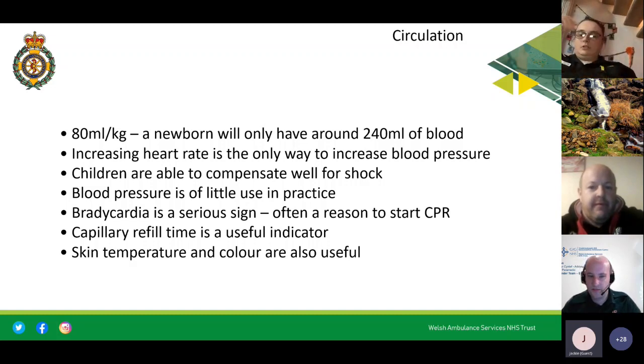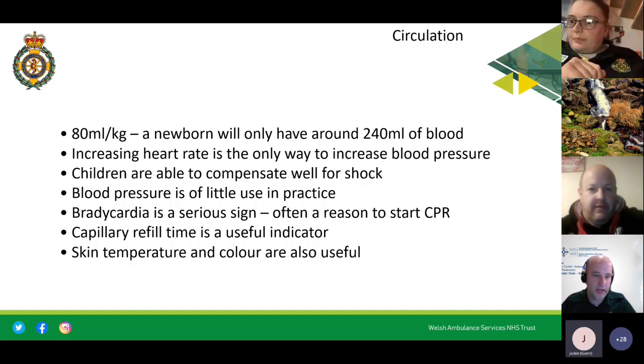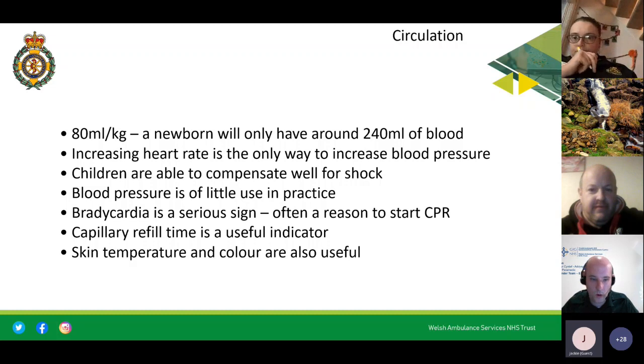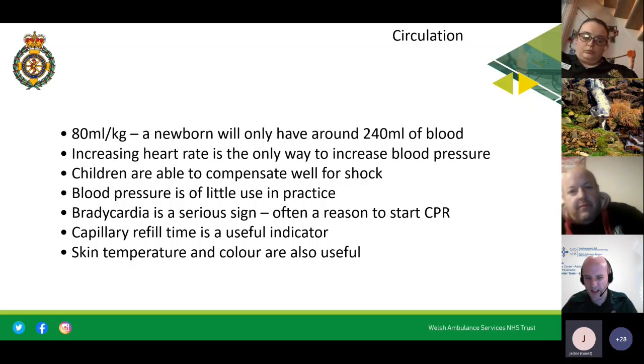Blood pressure is very little, to be honest, in a child. I would probably only do a blood pressure in a very significantly unwell child, because it doesn't give us a lot of information. What gives us a lot of information is if that child is pale and has mottled skin. So blood pressure is very limitedly used in the pre-hospital environment. Capillary refill is a lot better.